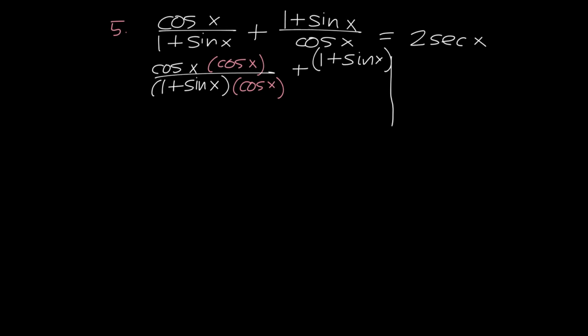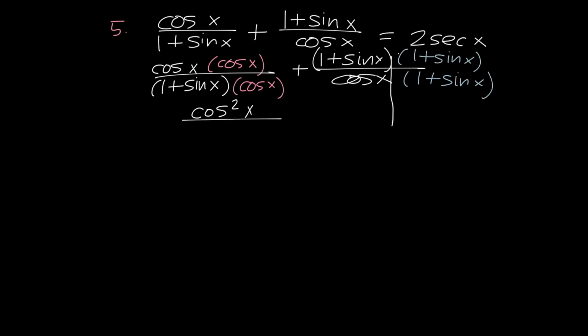Anyway, over cosine x. Well, this side is missing the 1 plus sine x over 1 plus sine x. Okay? Alright, so now the numerator of this first term becomes cosine squared x, and you have this as the denominator.